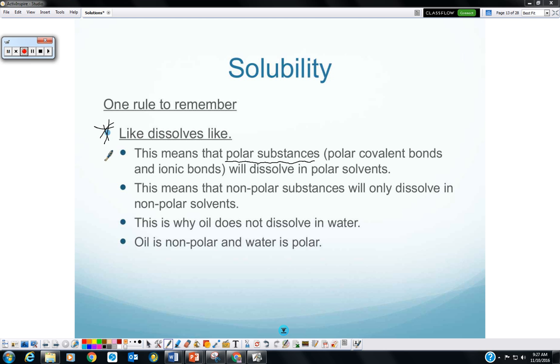Really the main thing that I want you to know here is this expression, like dissolves like. Polar substances will dissolve other polar substances. Non-polar substances will dissolve non-polar substances. This directly relates to one of the terms that you had today, and that was electrolyte.